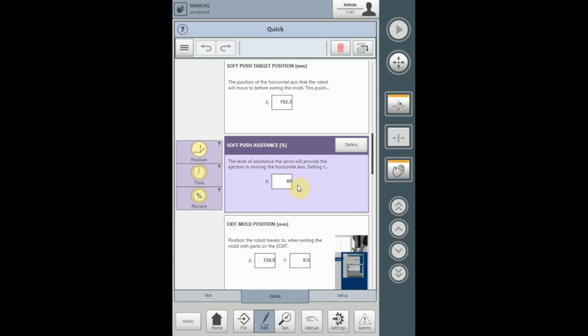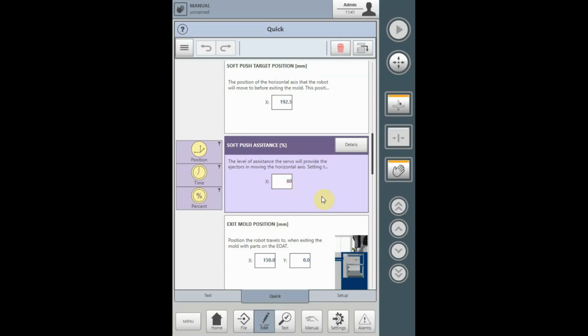Ideally, when the robot enters the mold at the takeout position, prior to the ejectors beginning to push against the axes, there should not be any movement in the x-axis. It should only move with the force of the ejectors. If the axis begins to move on its own, lower this percentage to increase the resistance.